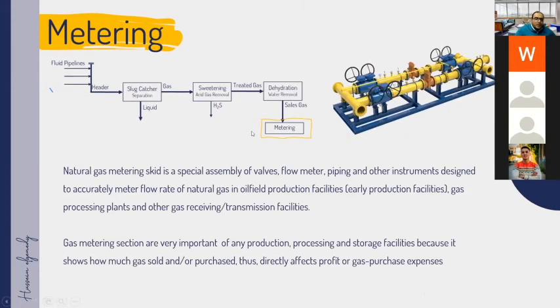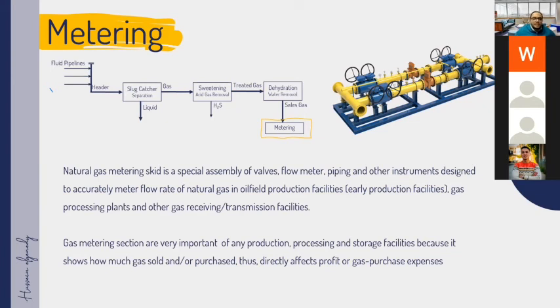After that, it comes to metering. The metering station is just an assembly of valves and flow meters in a certain way, and instrumentation also. The importance of the metering station is that you have to calculate or know how much gas you produced, or sell, or receive from your company to the other company. That's why it's important to install the metering station in the gas plant. It's important in selling or purchasing the product.